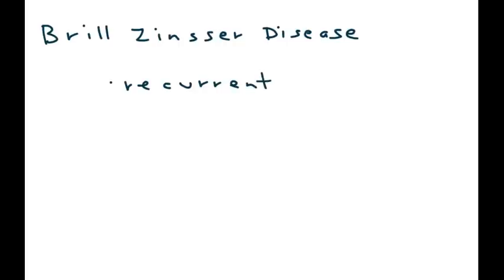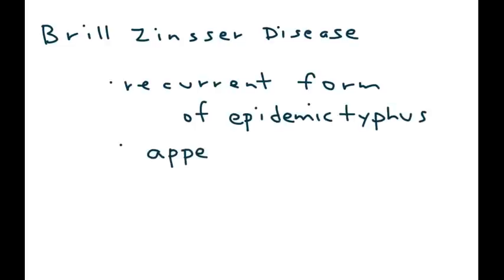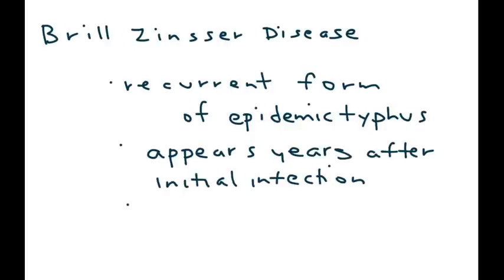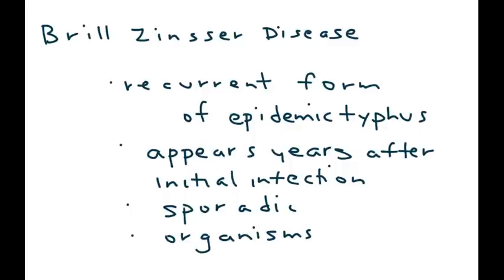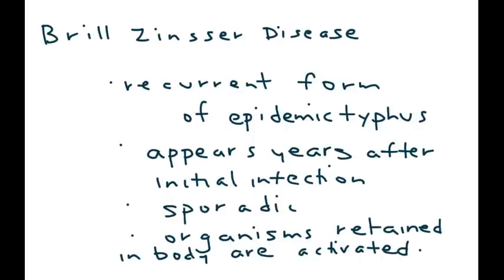One final important point about epidemic typhus is a rare condition, but definitely worth mentioning since it appears on the licensing exams, Brill-Zinsser disease. So, what is this? This is a recurrent form of epidemic typhus. This is something that can appear years after an initial infection. And it's sporadic in nature, and it happens because the organisms have been retained in the body and are now activated again. So now let's take a look at a few clinical vignettes.